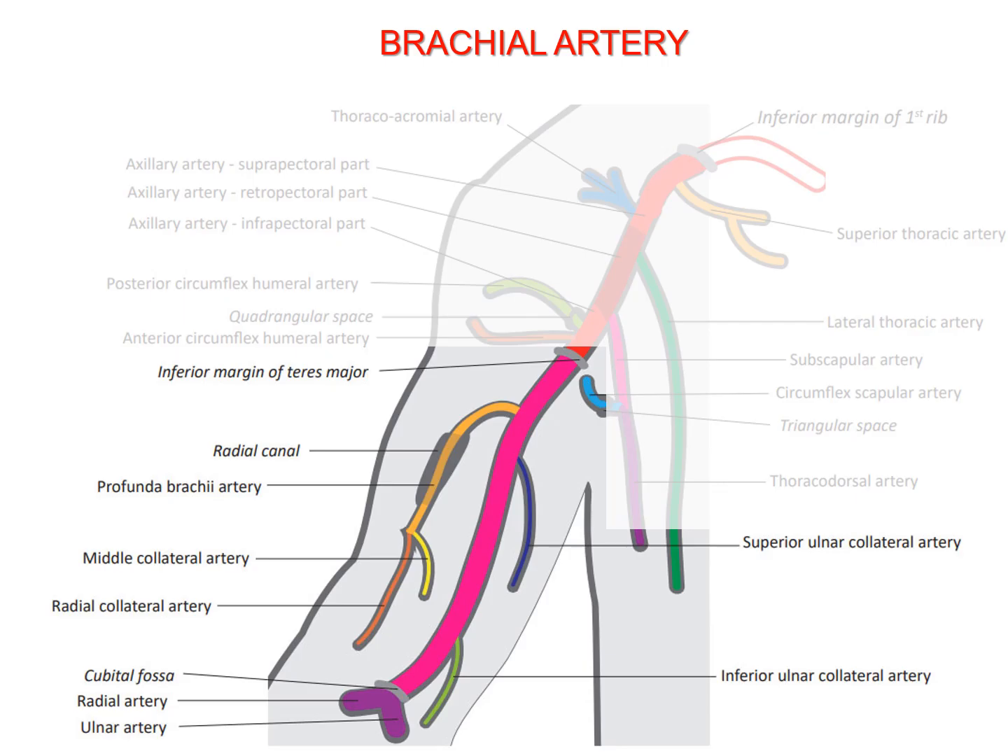The next one is the inferior ulnar collateral artery, which arises just above the cubital fossa and enters the cubital articular anastomosis. The cubital articular anastomosis is a vascular plexus of the elbow joint, formed by the brachial, radial, and ulnar arteries.